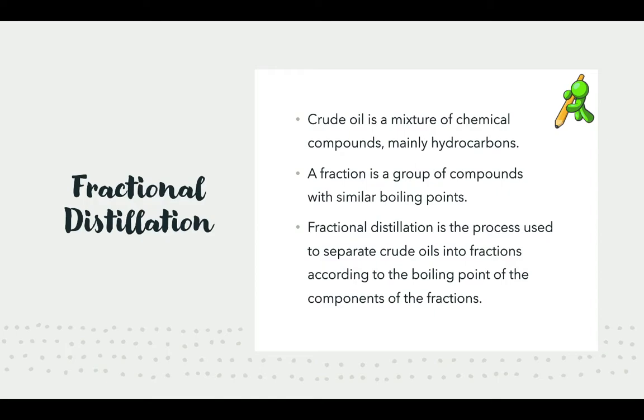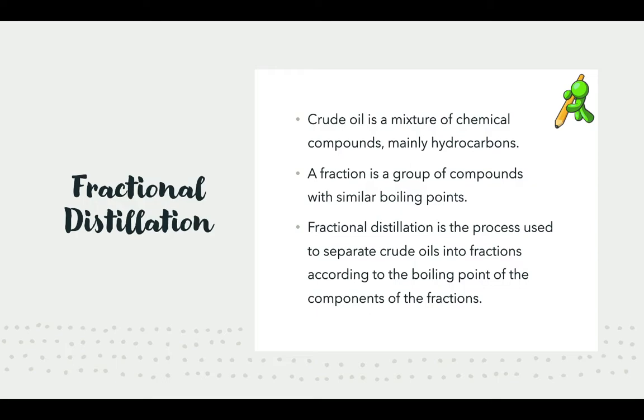So we use fractional distillation to separate out crude oil. Now crude oil is one of our 3 fossil fuels, and it is extracted from under the seabed at oil rigs and taken to these great processing plants where fractional distillation takes place. Now a fraction is a group of compounds with similar boiling points, and we use fractional distillation to separate these fractions out according to the boiling points of the substances in each fraction.